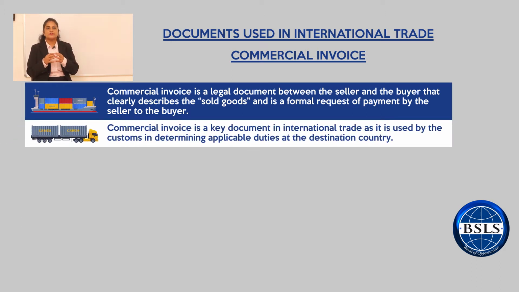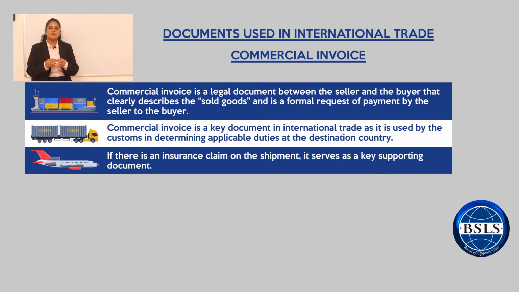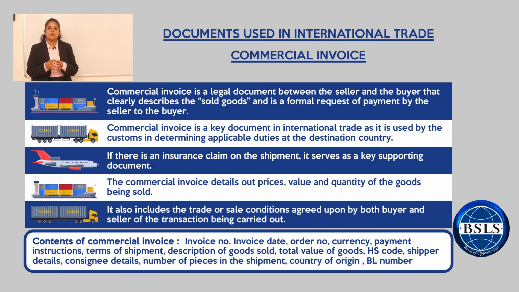A commercial invoice is used by customs to determine the duties applicable at the destination port. It also serves as a key supporting document in cases of insurance claims which may arise in the future during the business transaction. Contents of a commercial invoice include details of the shipper and the consignee, description of the product, the cost of the product that is sold, HS code of the product, terms of shipment, and so on.